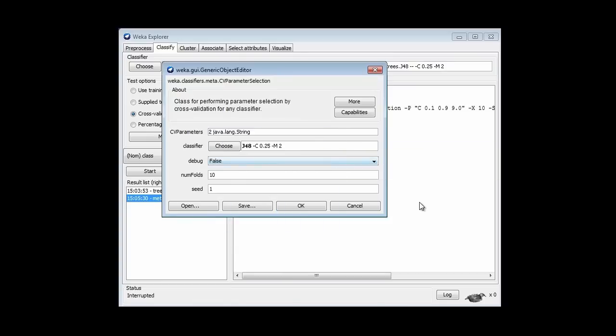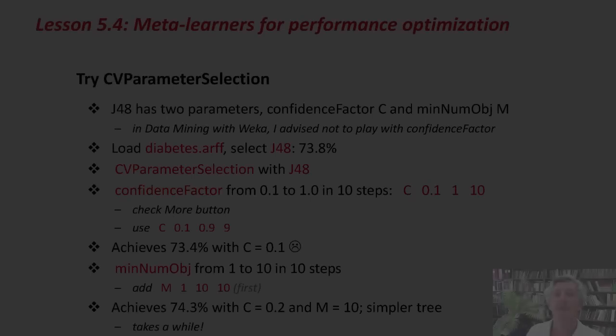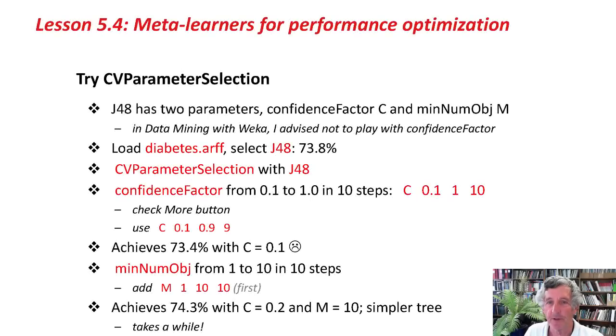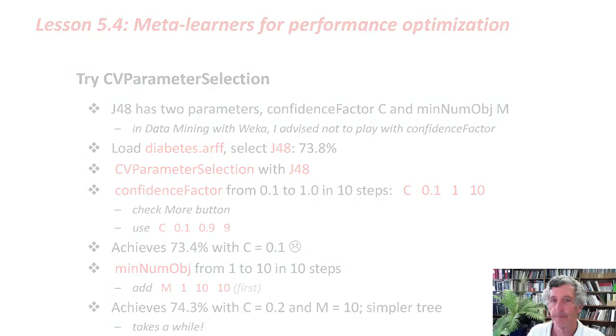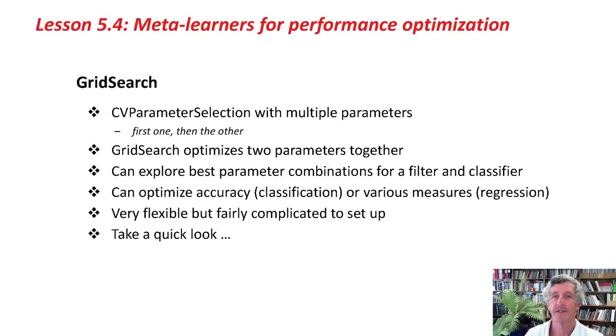I'm not going to do this. It takes a long time. But let me tell you the result. It gets 74.3 with C as 0.2 and M as 10, and actually gets a much simpler tree. So we get a very slightly better result than with plain J48, and we get a simpler tree. That's a worthwhile optimization. The next method is grid search.